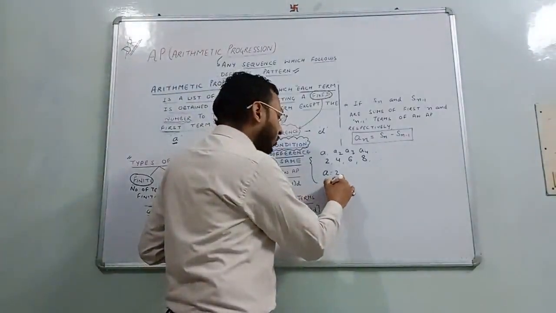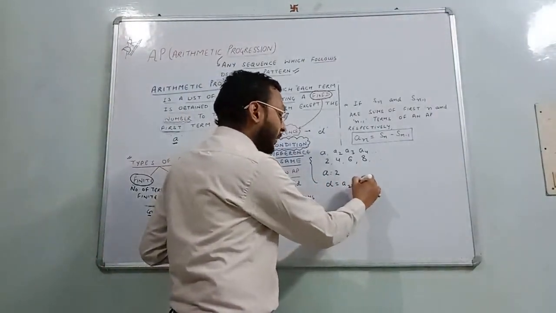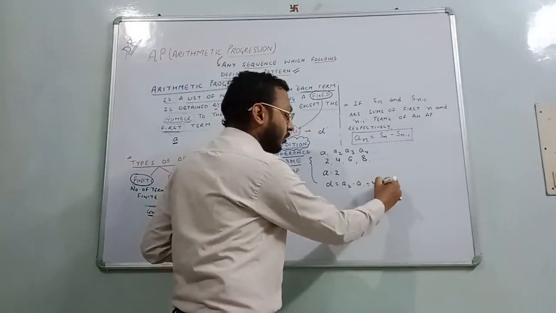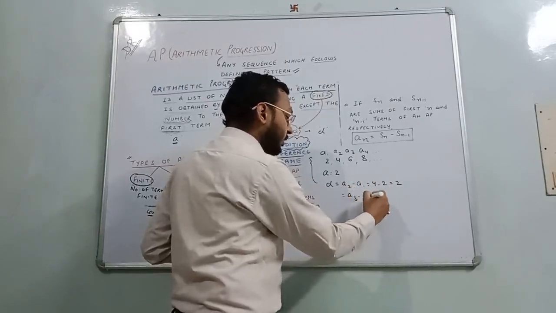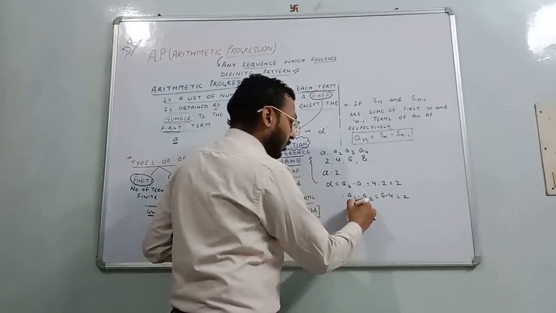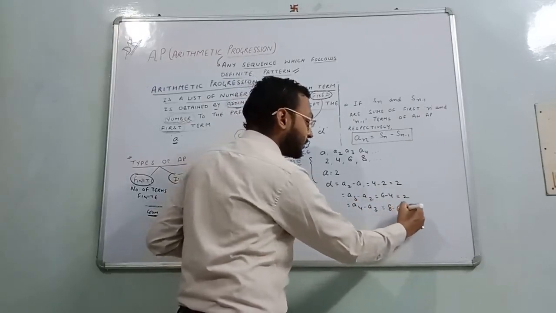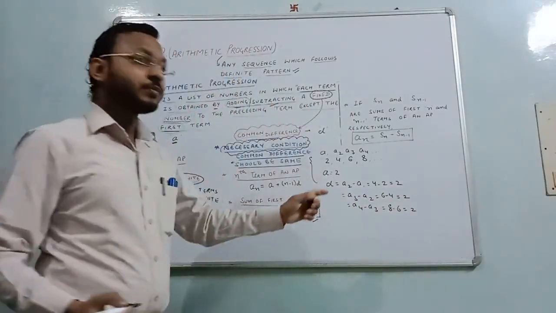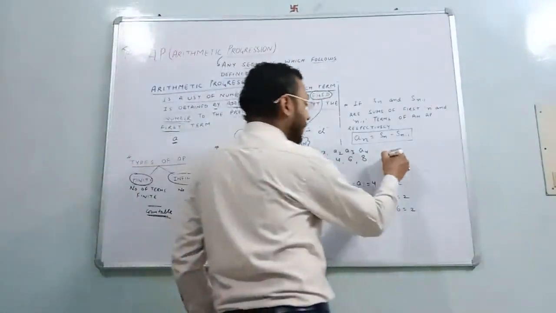So if I want to calculate common difference, what does it take? a2 minus a1, that is 4 minus 2, 2. Or you can find a3 minus a2, 6 minus 4, 2. Or you can find a4 minus a3, 8 minus 6, that is 2. Here common difference remains the same. So the given series would be an AP.